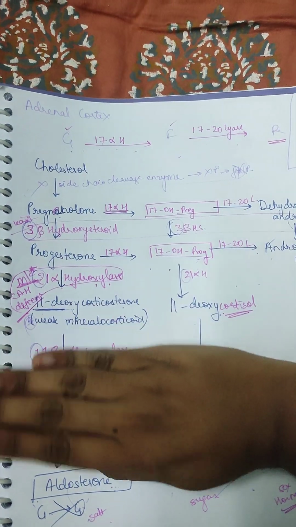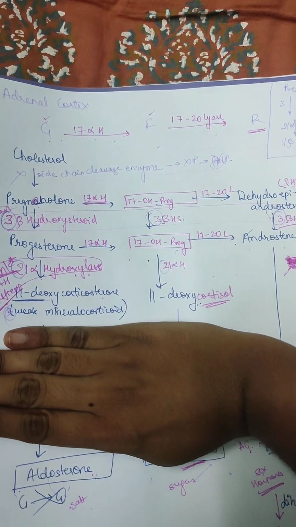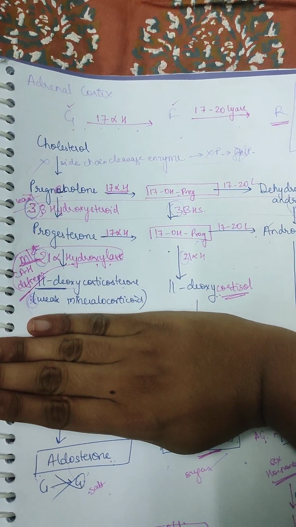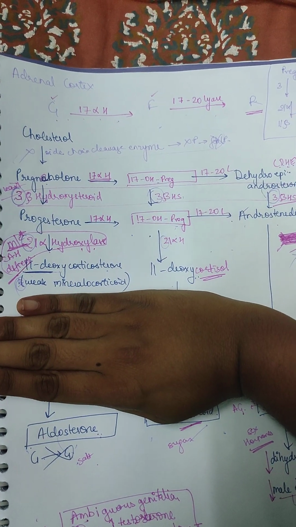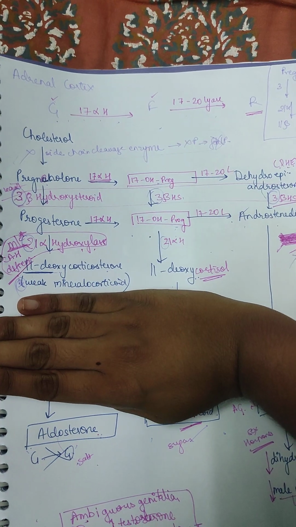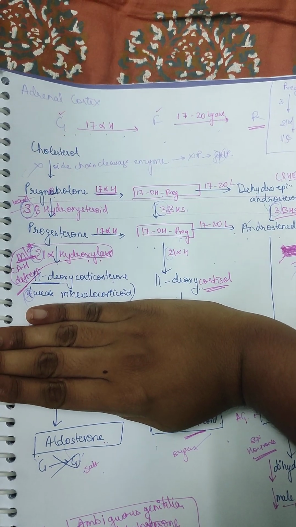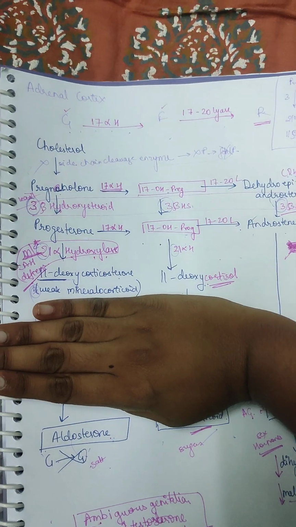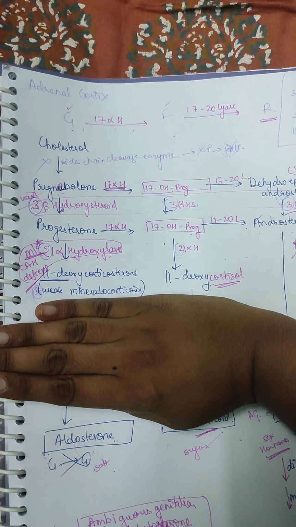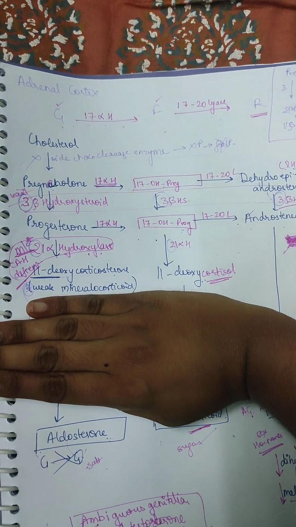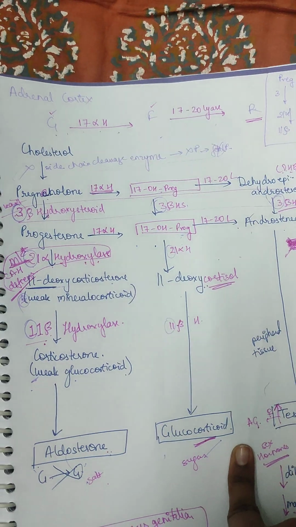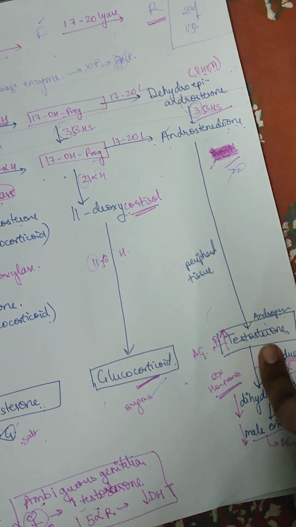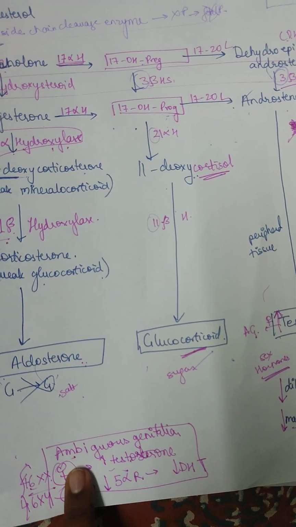Okay, let's hide the last one. 11 beta hydroxylase. So what will be more? 11 deoxycorticosterone, 11 deoxycortisol. Since 11 deoxycorticosterone is a weak mineralocorticoid, there will be little aldosterone action. Okay, very little. But there will not be glucocorticoid action. There will be again increased testosterone, ambiguous genitalia in females.